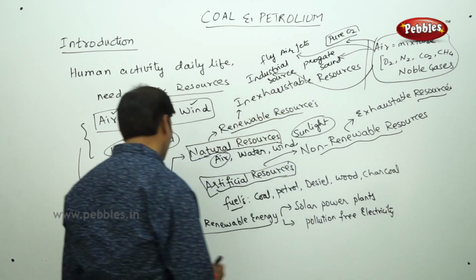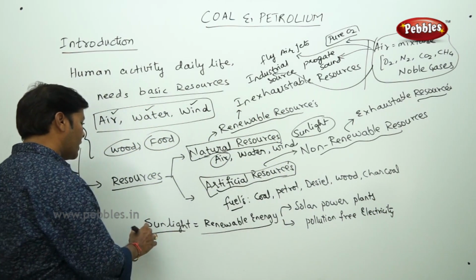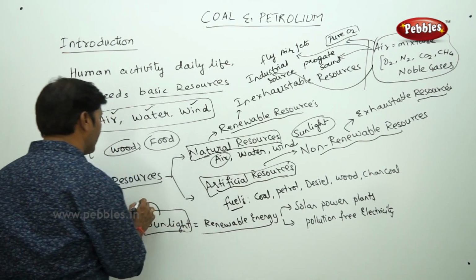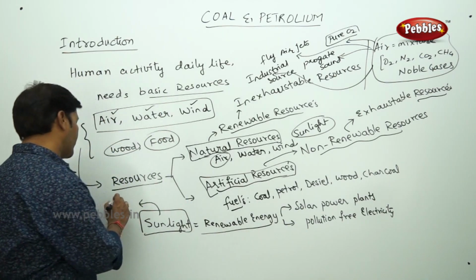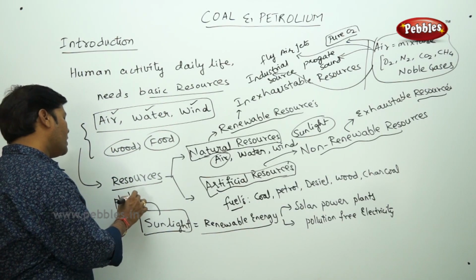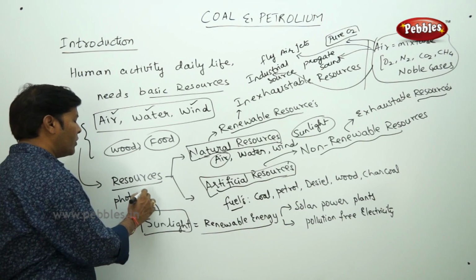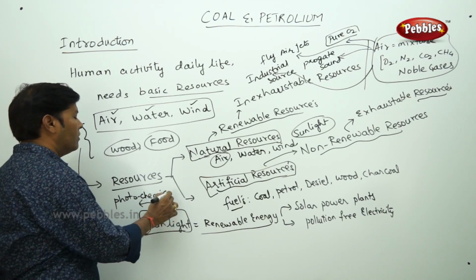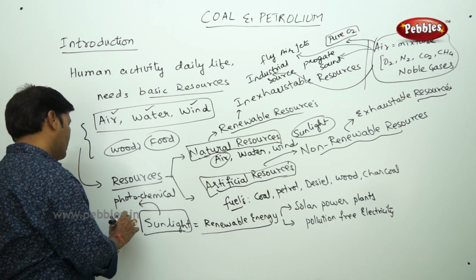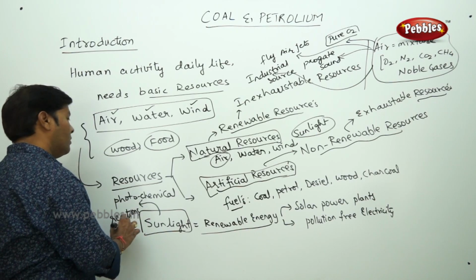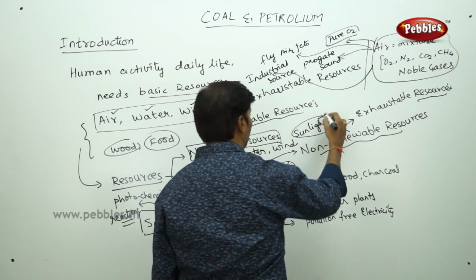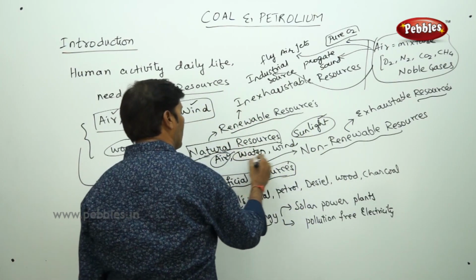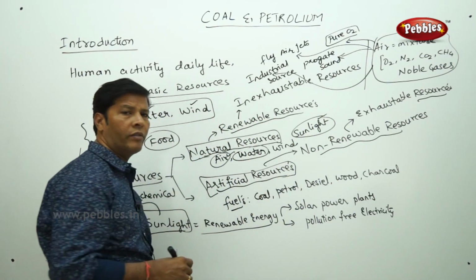In fact, in the language of chemistry, all those reactions which are carried out in the presence of sunlight are photochemical reactions. So it is an inexhaustible source of energy. In this way we can use the natural sources of energy, that is air and sunlight, and of course water also, to carry out various activities.